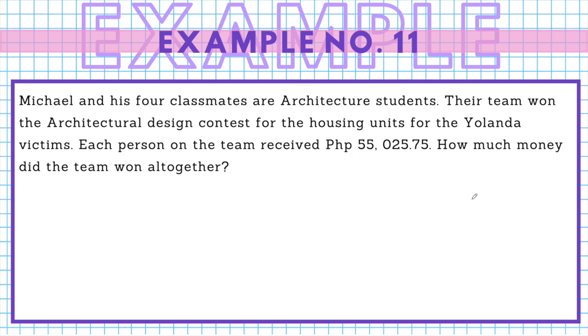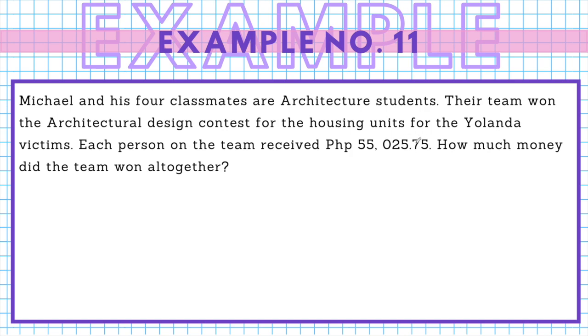Okay, lastly, Michael and his 4 friends are architecture students. Their team won the architectural design contest for the housing units for Yolanda victims. Each person on the team received 55,025.75 pesos. How much money did the team win altogether? Now, the only given here is the amount of money each person received.